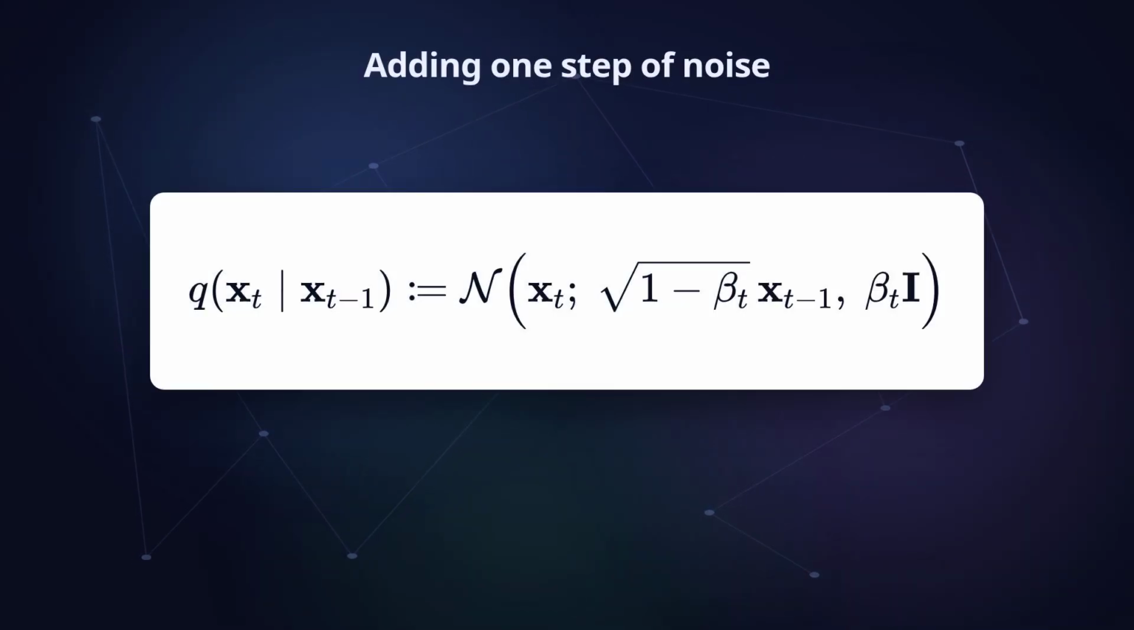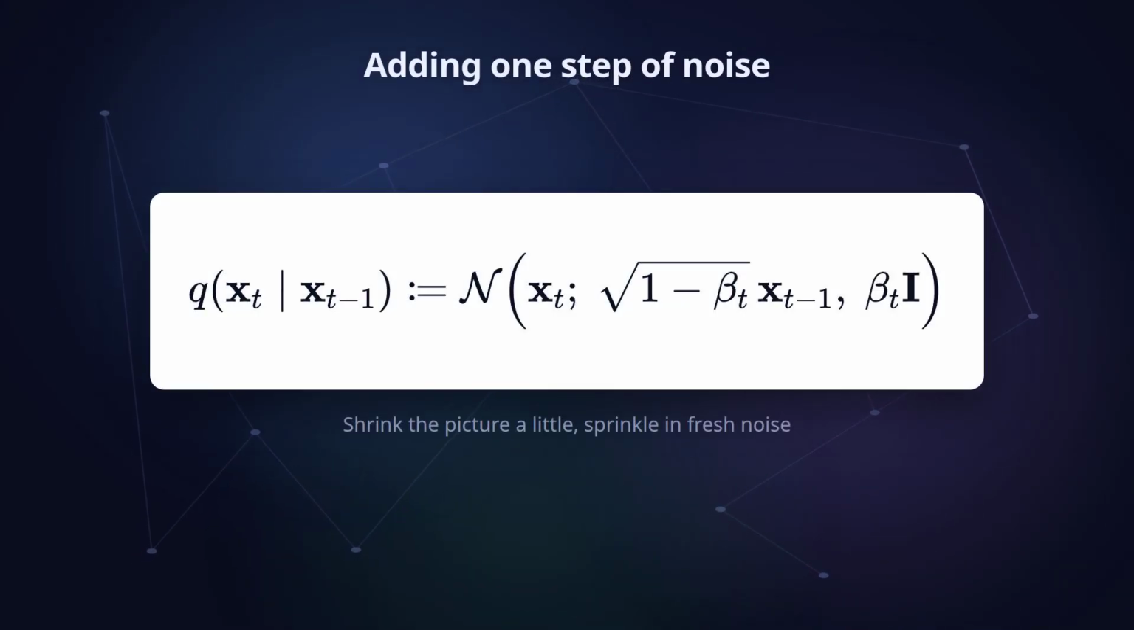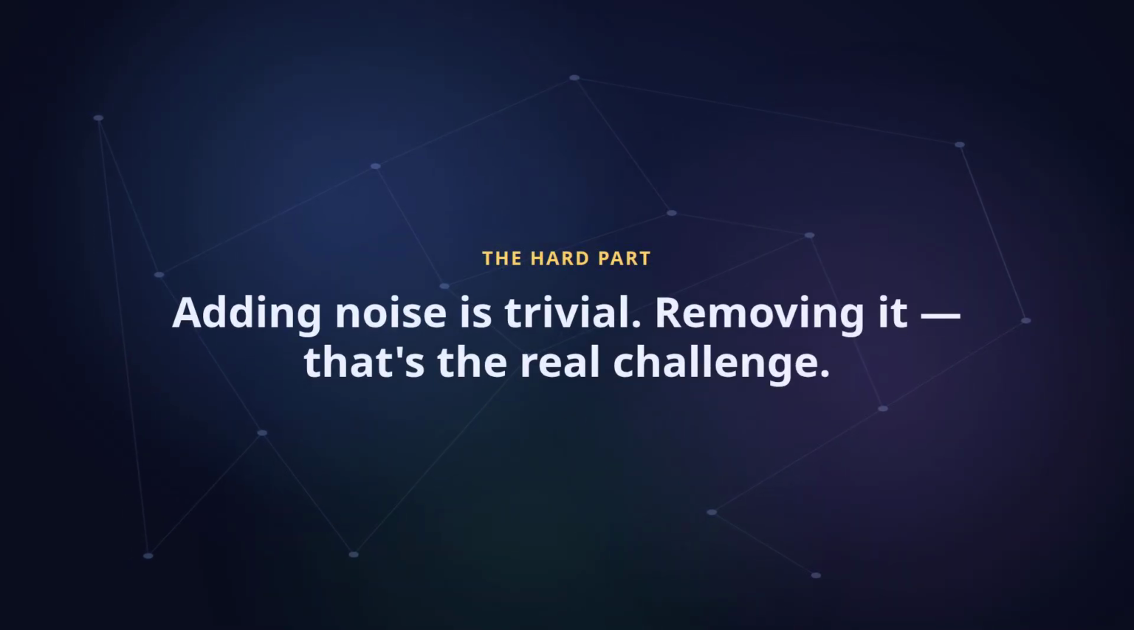If you're curious, here's the actual rule for adding one speck of noise. Don't let the symbols scare you. It says something simple. Shrink the current picture just a little and mix in a little fresh random static. That's the entire forward step, written in math. Now anybody can add noise. It takes no intelligence at all.